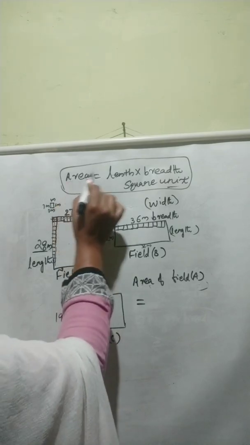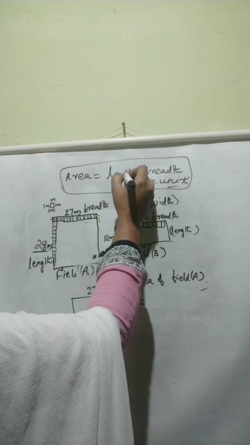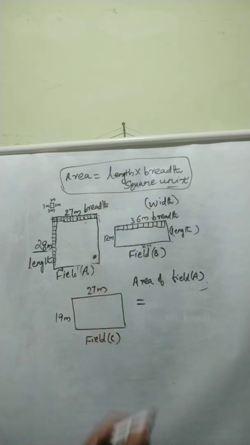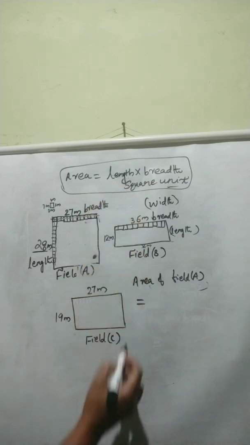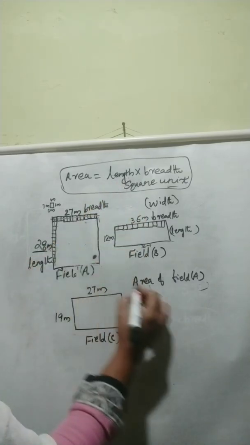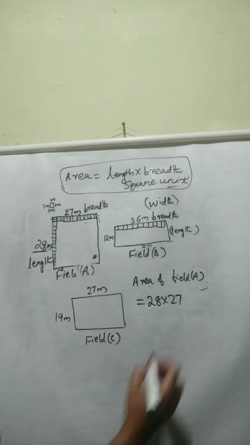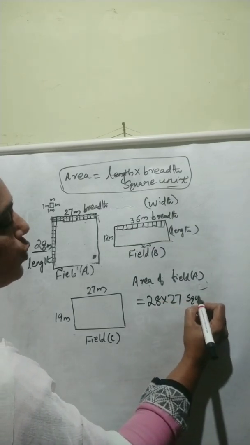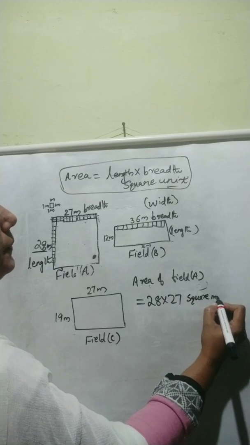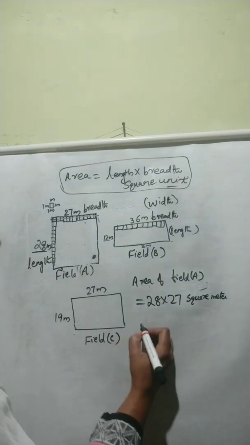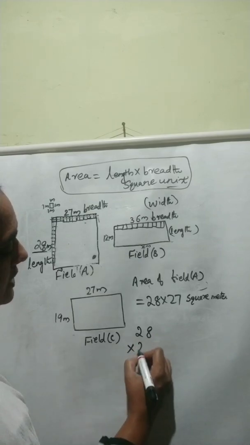So that is the area: length, L-E-N-G-T-H, length into breadth. So we can multiply 28 and 27. Then we can write that much square meter. So 28 multiplied by 27.